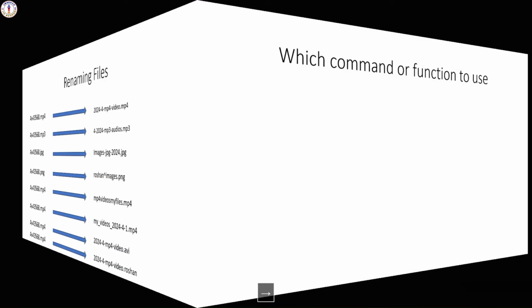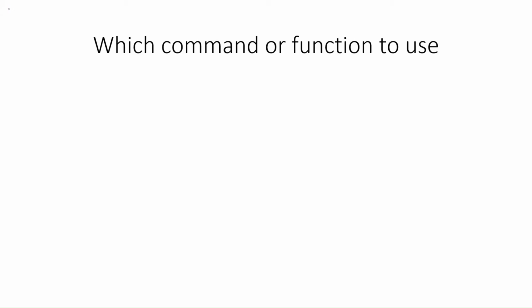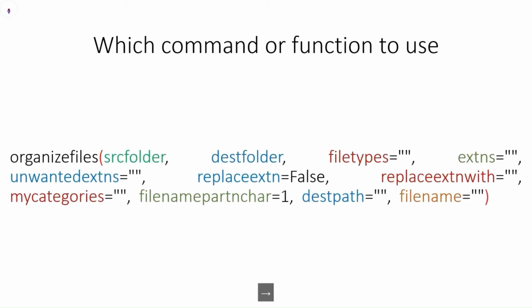To do all these things, I have compiled a code into a function called organize files in Python. This function will do everything I have shown you in the slides. It has several parameters, each with its default values, except for src folder and dest folder, which are the paths to your source folder and the destination folders respectively. It has a total of 11 parameters. Let's see the details of each parameter one by one.